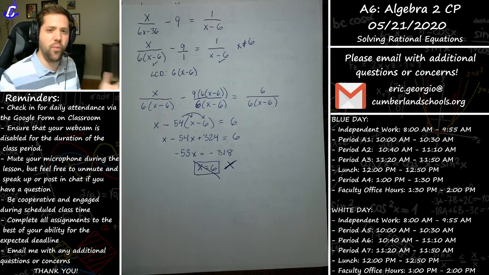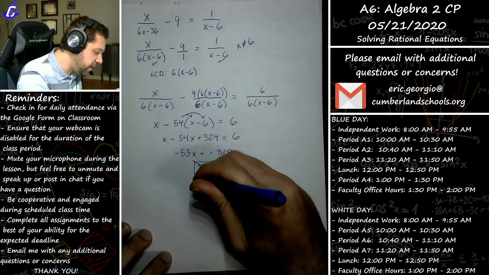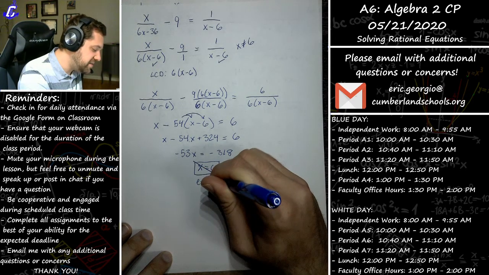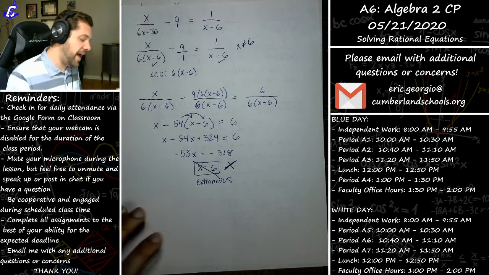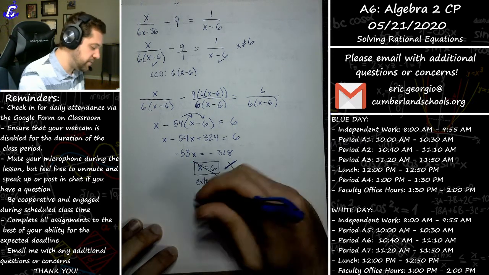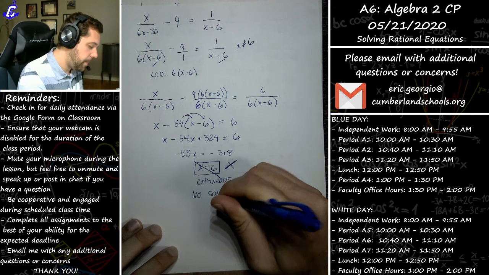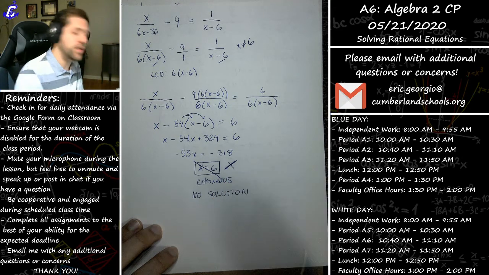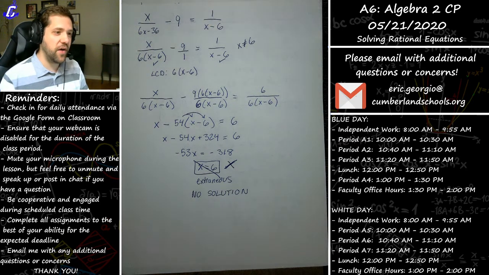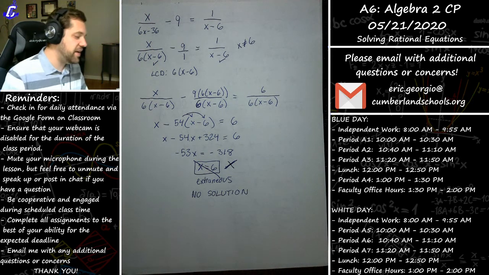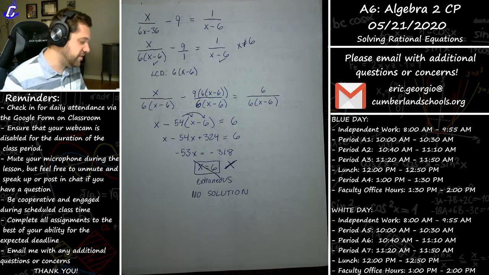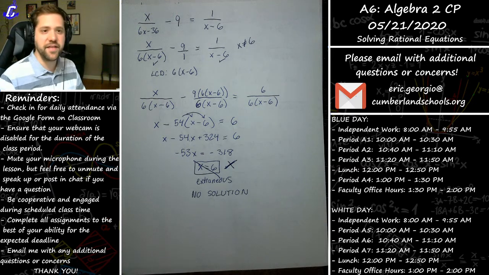So now what? Our one and only solution was deemed to be extraneous. So what does that mean? Well, what that means is our problem has no solution in this particular case. Which may be a little bit of a disappointing outcome, that you do all that and you get no solution. But no solution is still a valid response to a problem like this. You're declaring, hey, this problem has no solution. It should still be a satisfying feeling.